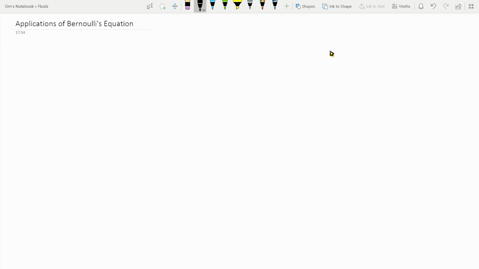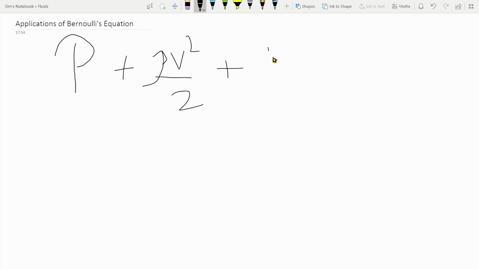So before we actually begin explaining the phenomena, let's have a short recap of what the equation is. So let me just state it over here again. The equation, simply stated, is that the sum of the pressure plus kinetic energy per unit volume, that will be rho v square by 2, plus potential energy per unit volume is a constant.